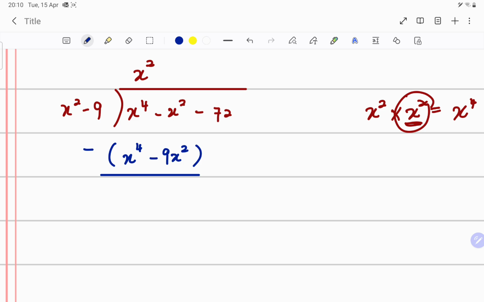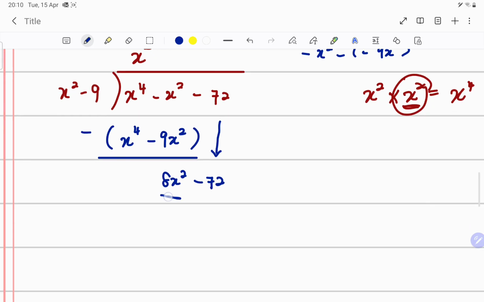Then now, negative x squared minus negative 9x squared, which means negative 1 plus 9. So you're going to get 8x squared. Then you bring negative 72 down here.